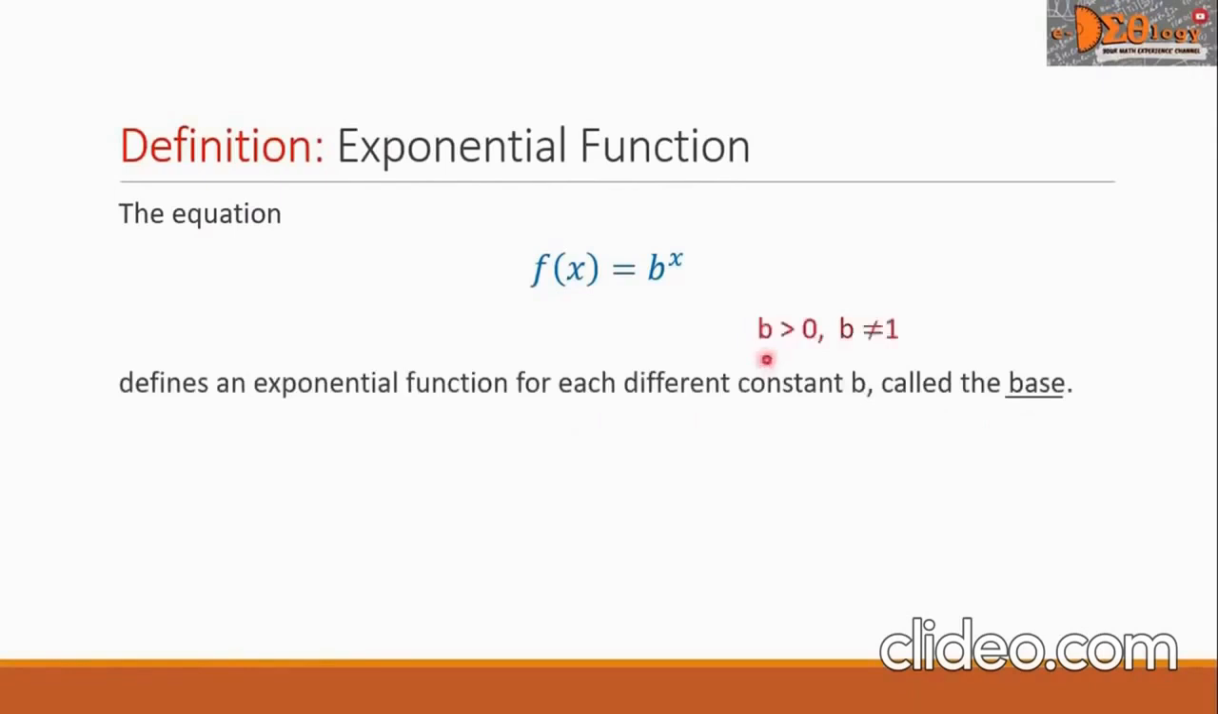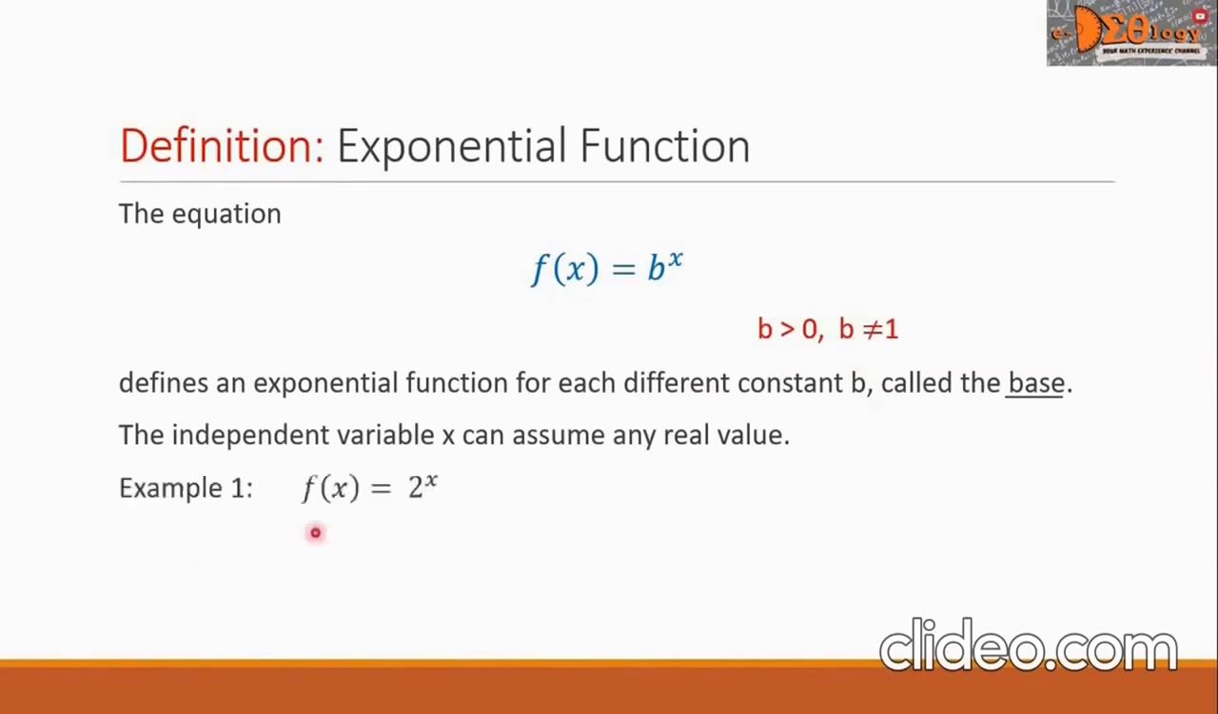There is a restriction that the base must be greater than 0, it means b must be positive. Also, b should not be equal to 1. The independent variable x can assume any real value. It means to say, for an exponential function, we expect a variable, which is x, as an exponent.